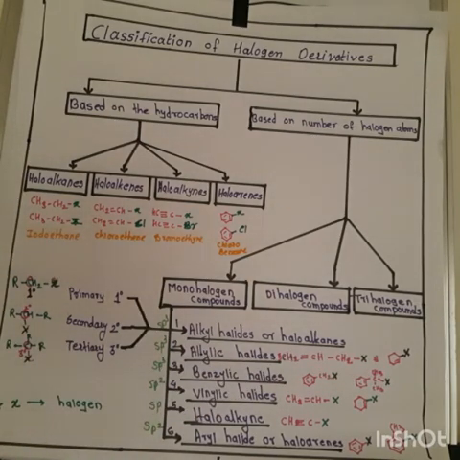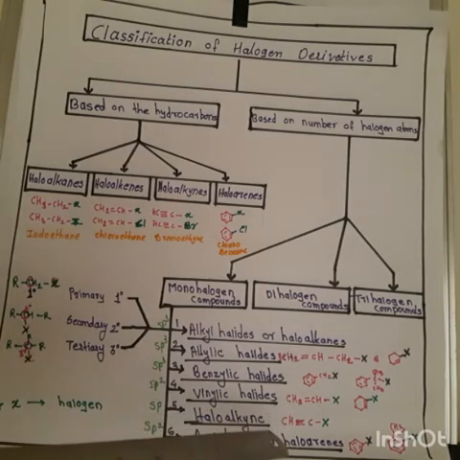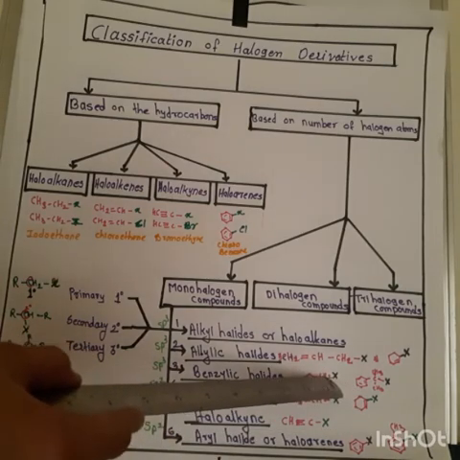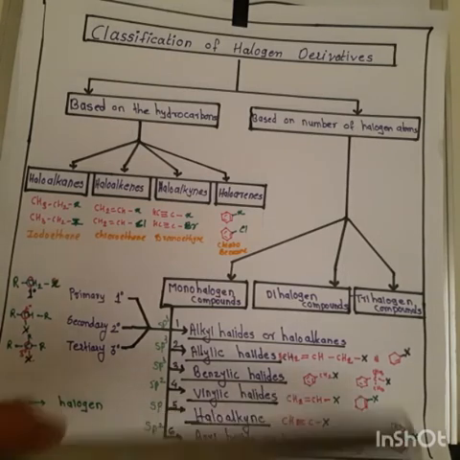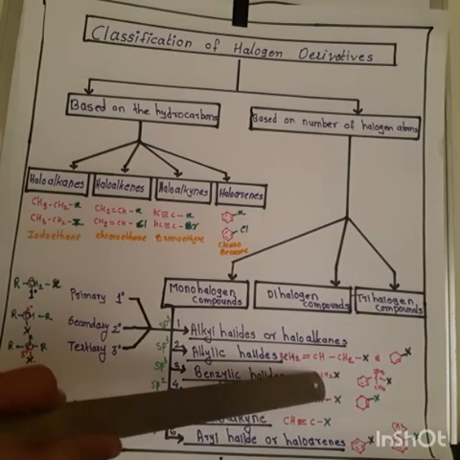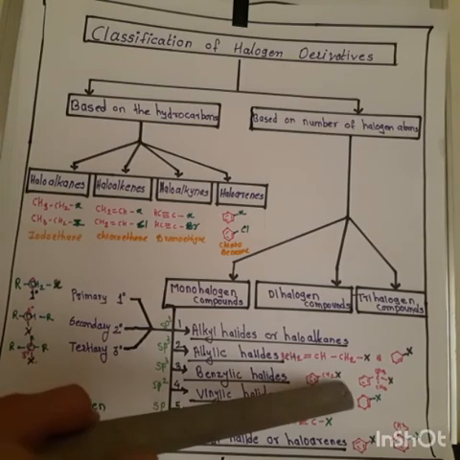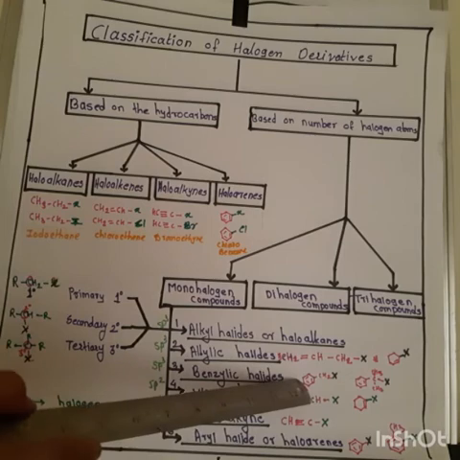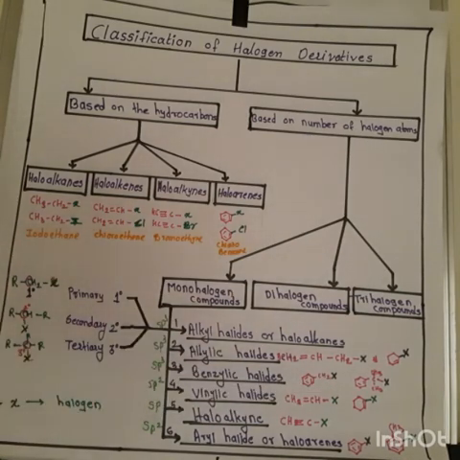Third one is benzylic halide. In benzylic halides, the halogen atom is bonded to the sp3 hybridized carbon atom which is further bonded to an aromatic ring. Okay, in benzylic halides, the carbon atom which is attached with the halogen is sp3 hybridized and is further attached to a benzene ring. Such types of compounds are known as benzylic halides.